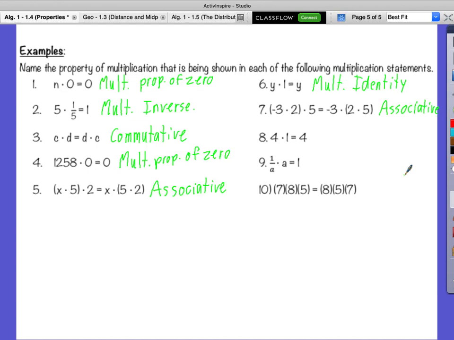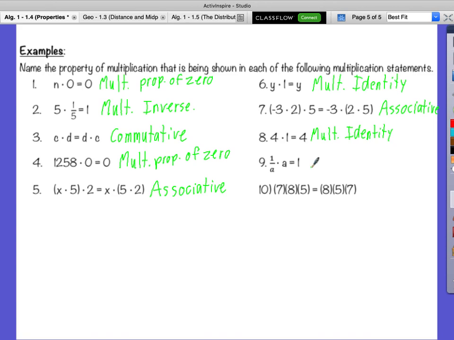Presley. Yeah, it'd be the multiplicative identity. Very good. Anything times 1 is itself. If it doesn't change what the number was, it's the identity. Okay? Number 9. Okay, Danny.